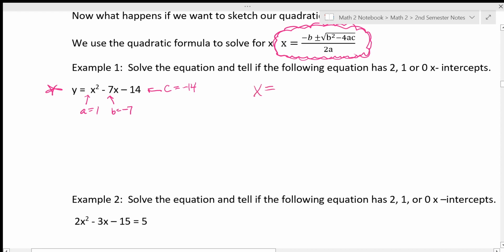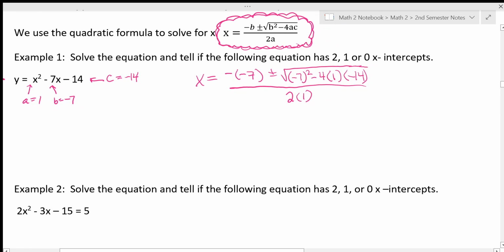x equals negative b plus or minus radical b squared minus 4ac all over 2a. Okay, so I plugged in my b right here, negative b plus or minus radical b squared minus 4 times a times c all over 2 times a. So a lot of numbers, and then we've got to look to simplify.